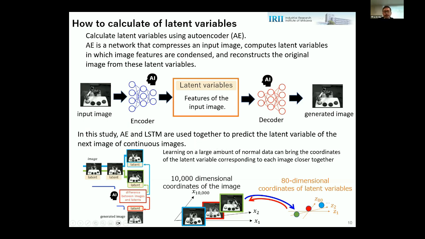Running on a large amount of normal data can bring the coordinates of latent variables corresponding to each image closer together. The images have a large difference, but the 80-dimensional coordinates of latent variables, these three, are close by running. That is the key point.